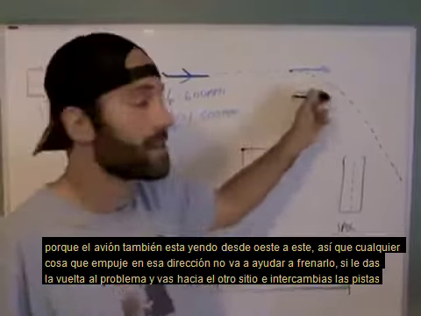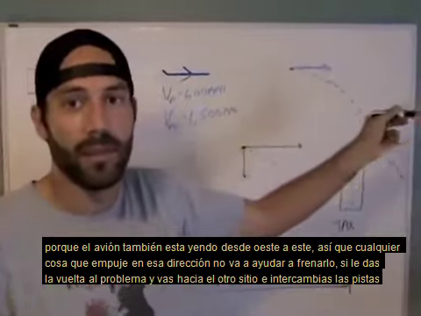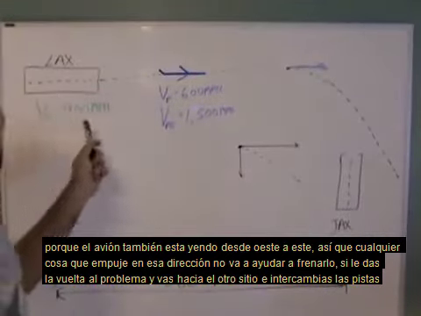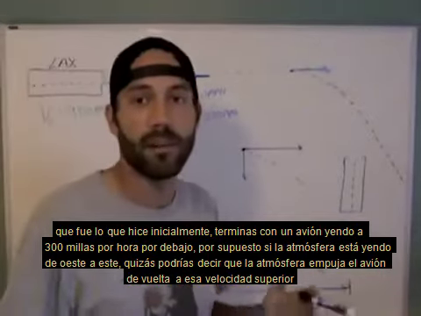Wouldn't help us at all, because the plane is also going from west to east, so if anything, the atmosphere is just pushing it along. It's not helping slow it down. If you reverse the problem and go the other way and flip the runways around, which is what I initially did, you end up with the plane going 300 miles per hour too slow.